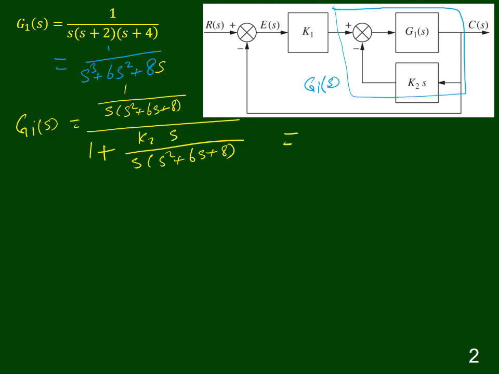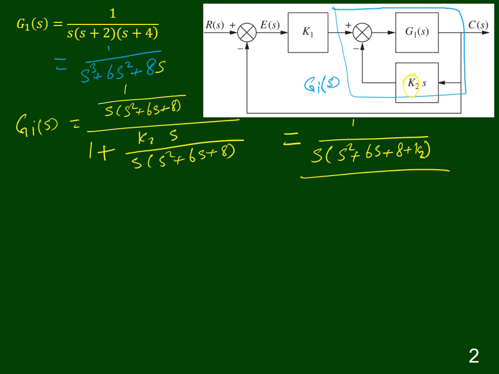The simplification of this will give us 1 over s into (s square plus 6s plus 8 plus K2). So this is the transfer function of the inner loop. Now the question is to find out the value of K2 such that the system transfer function has two equal poles.